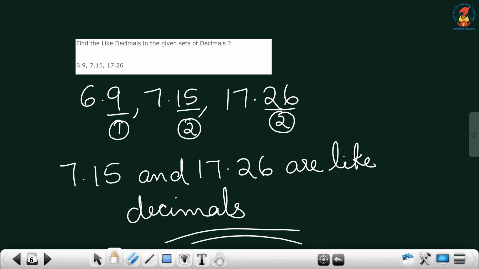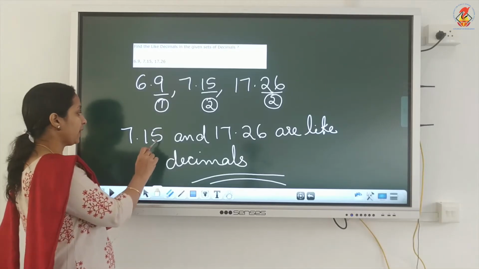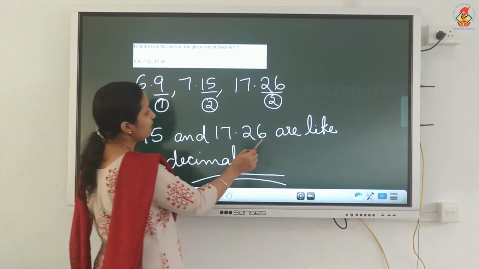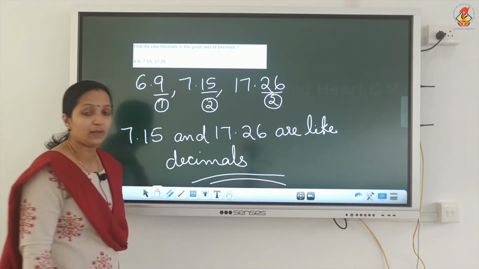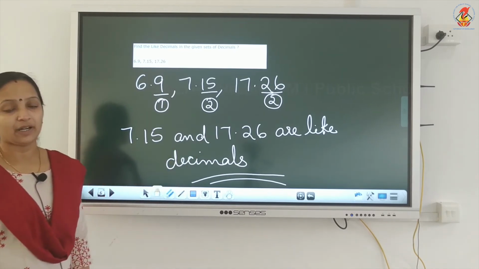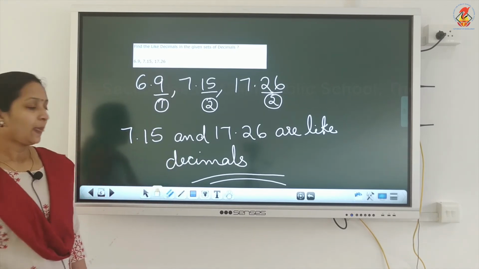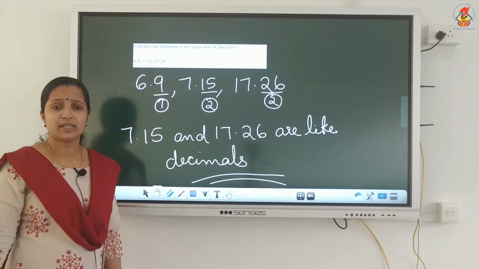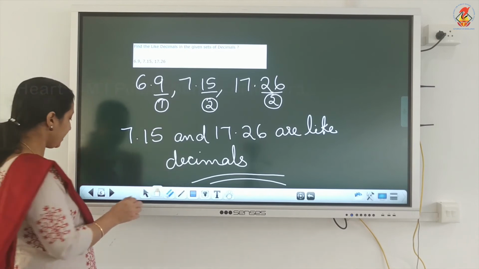Clear, children? 7.15, be careful, don't read the decimal part together, read it separately. 7.15 and 17.26 are like decimals. What is the reason? In these two decimal numbers, the number of digits in the decimal part is same, so we can say that they are like decimals.